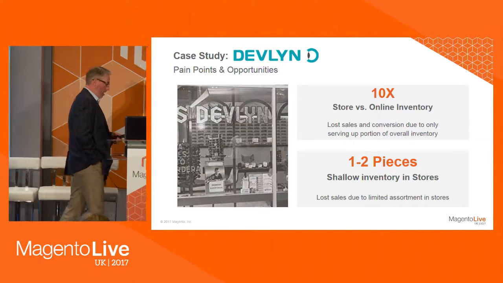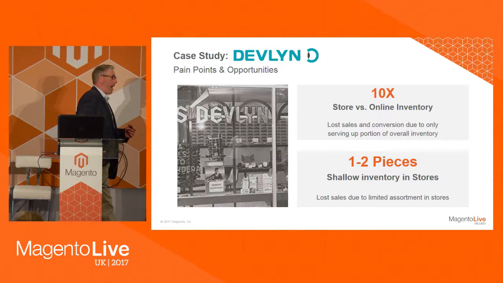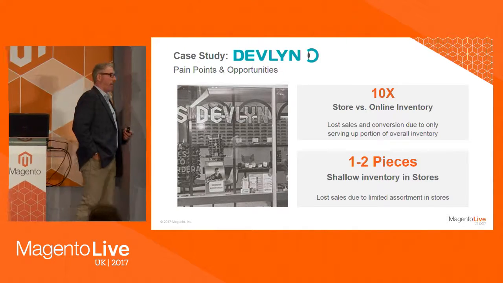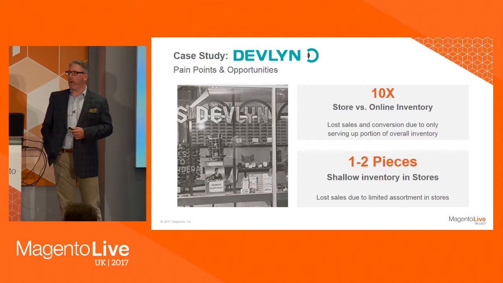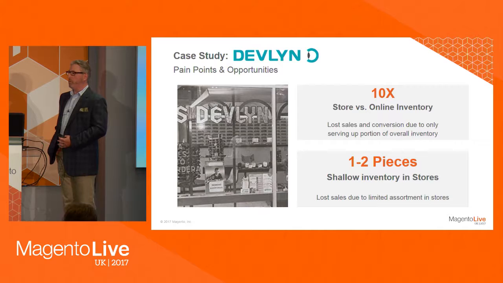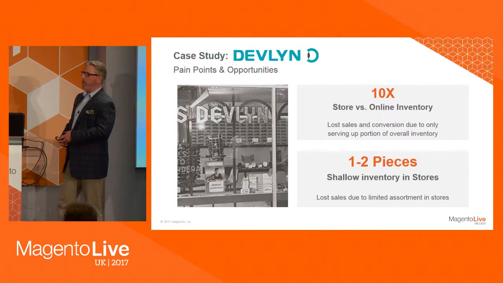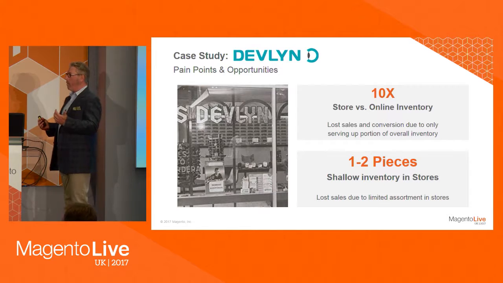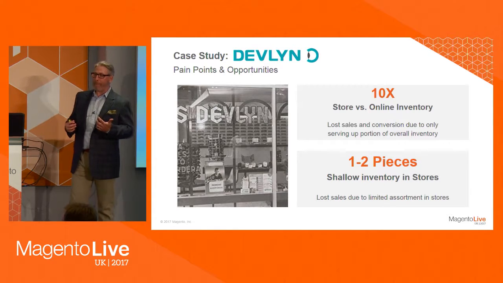So Devlin, a long-standing family-owned optical retailer in Mexico, 1,200 stores. I'm going to play a video, but you can see they're over 100 years old, started as a family optician and has grown into a 1,200 store chain of eyeglasses, eyewear. A traditional physical retailer, innovating, evolving to go digital.